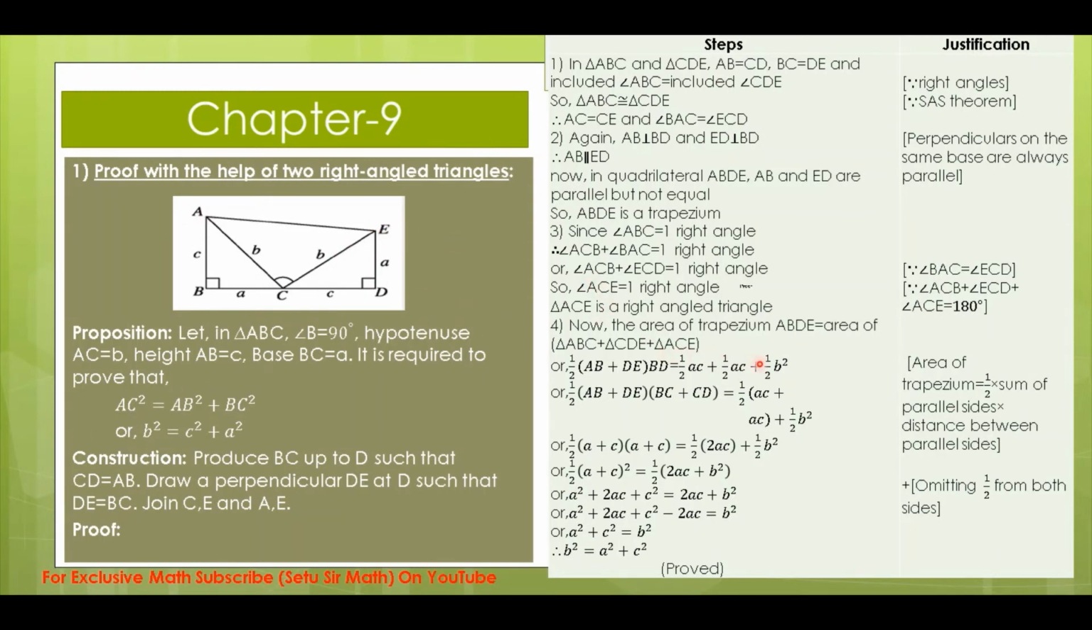Now the area of trapezium ABDE. In here ABDE is a trapezium. So we know the area of the trapezium equals the sum of the areas of these three triangles. This is the new thing, you have to memorize it. The area of trapezium ABDE equals the area of triangle ABC, triangle ACE and triangle ECD.